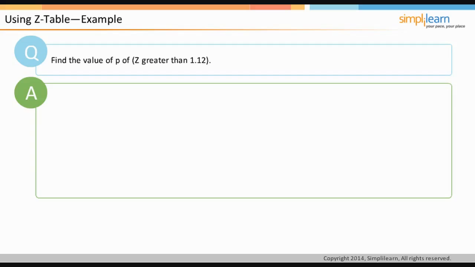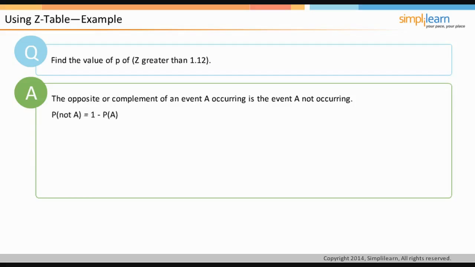You can find this by using the following fact. The opposite or complement of an event A is the event of not A. That is, the opposite or complement of event A occurring is the event A not occurring. Its probability is given by P of not A equals 1 minus P of A.